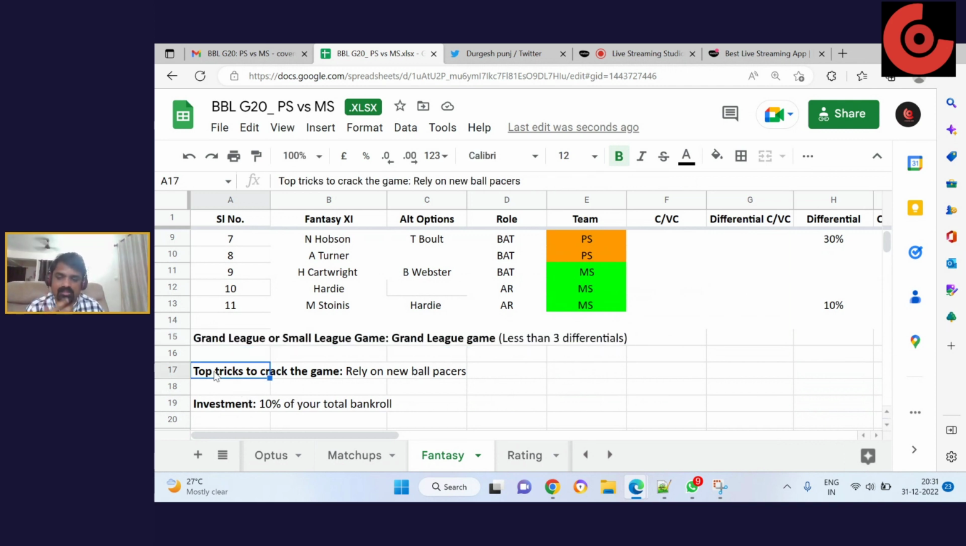So, top tricks to crack the game. This will vary for every match, based on what the opposition is good at, what they are bad at, and what kind of decks they are playing. So this is pretty much it for the day. I'll come back and explain our team packs and venue packs. They are a lot more detailed, and they need a little more time as well. So for now, I think I'm done.